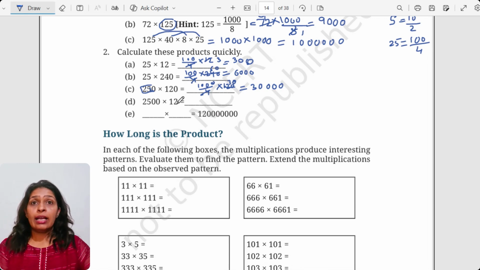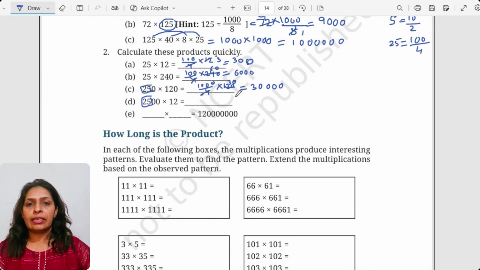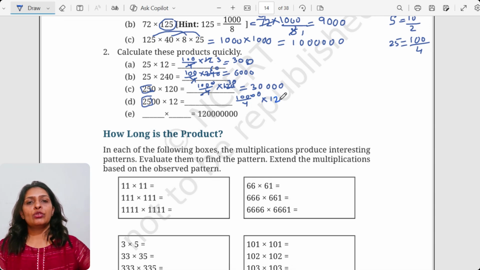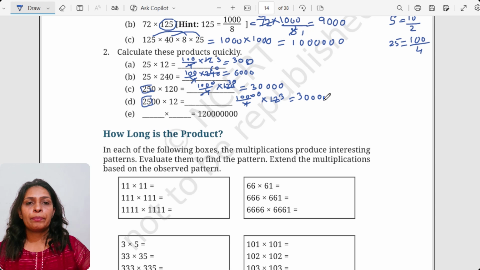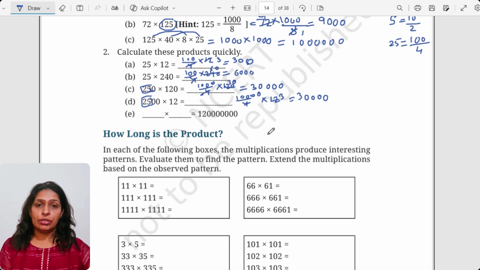2500 into 12. Again, see, you can just isolate or remove this 25 alone, and 25 can be written as 100 over 4, and two zeros also at the back, and multiplied by 12. So when you are going to do the solving part, it is going to be 4 and 3, and then 3, and we are going to have here 4 zeros again. Okay, so this is how we process these numbers.